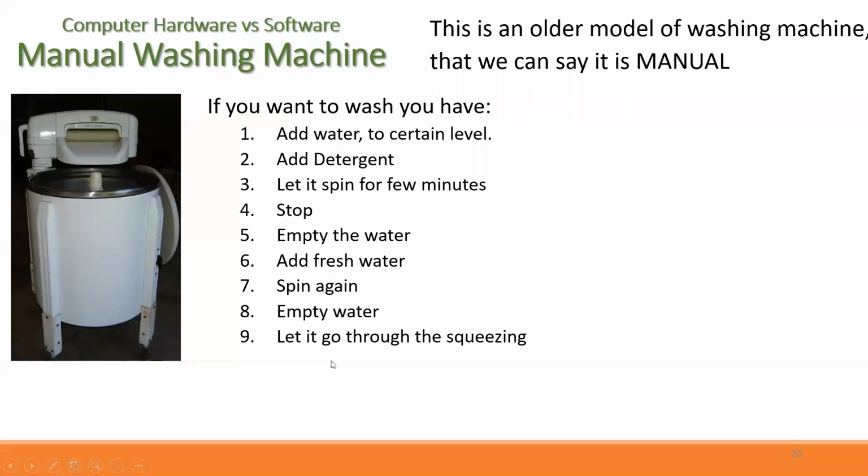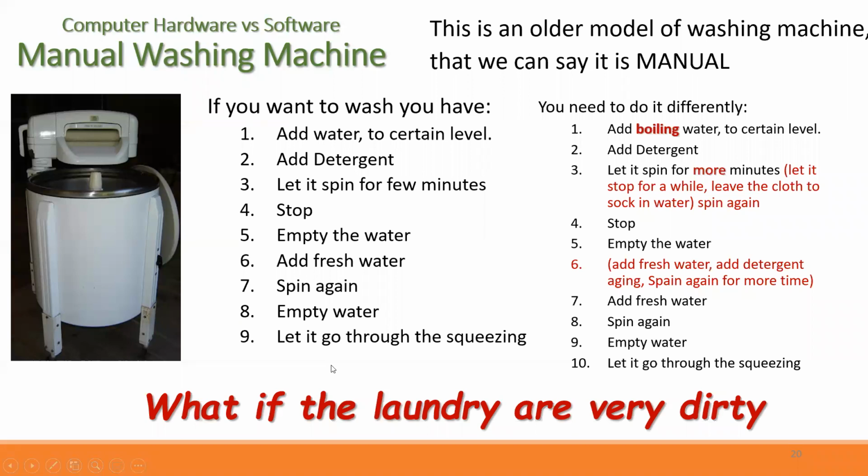Now, if the clothes were really, really dirty, I have to do different steps. I cannot do the same steps. I will add boiling water instead of normal water. I will spin it, but for a longer time, and then let it stop. So the clothes will soak in the water, and it will take time to get the dirt off. Then add fresh water, then add soap again, then add fresh water again. So it will be different steps.